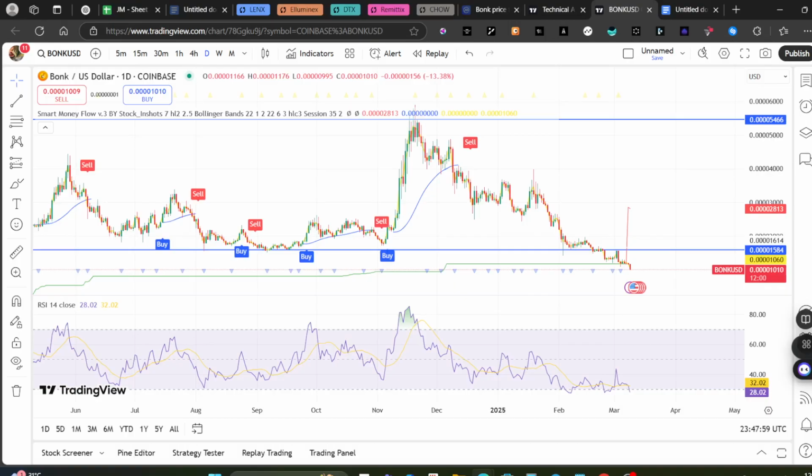So there you have it. The smart money flow indicator is a powerful tool that can help you stay ahead of the market by tracking institutional money. Whether you are a beginner or an experienced trader, understanding the flow of smart money can give you a competitive edge and help you make more informed decisions.